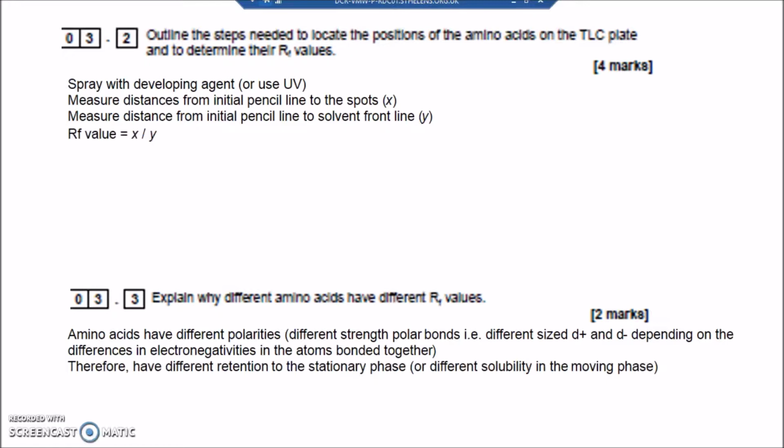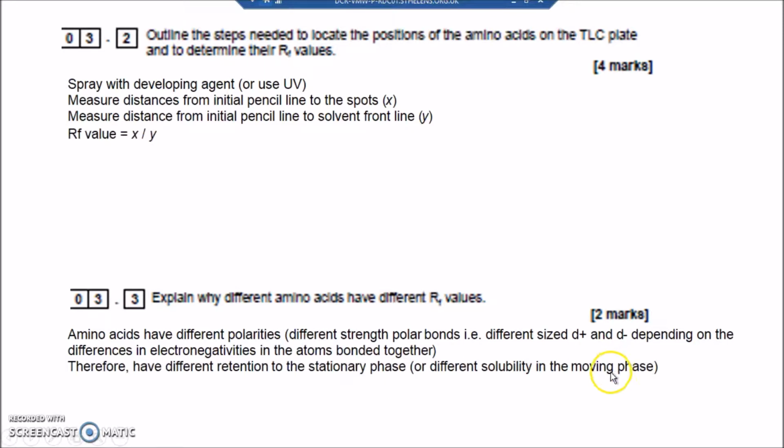The stationary phase is the thin layer on the chromatography plate. So how well it sticks, or rather how much it retains, how much the retention is onto that plate. The larger the retention, the less it moves, and the smaller the RF value.